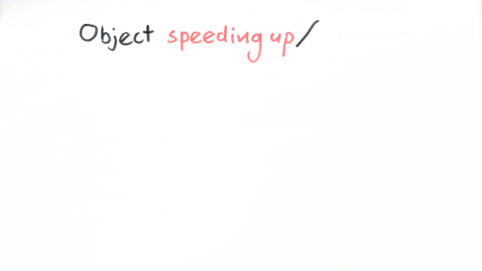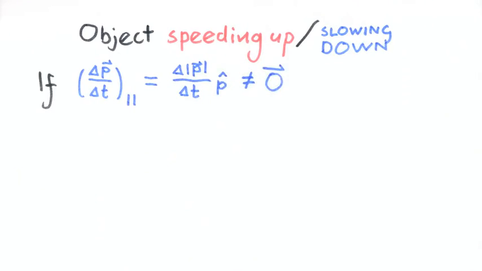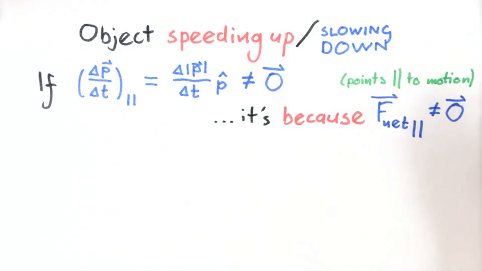First, if the object is speeding up or slowing down, then as we discussed, we know that delta P over delta T parallel is non-zero and points along the direction of the object's motion, either in the direction for speeding up or opposite to this direction for slowing down. All this describes an effect. Newton's second law tells us there must be a cause, a non-zero Fnet pointing in the same direction as delta P over delta T parallel to cause this. If there is no speeding up or slowing down, no effect along the parallel direction, then there is no cause. Fnet parallel must be zero.